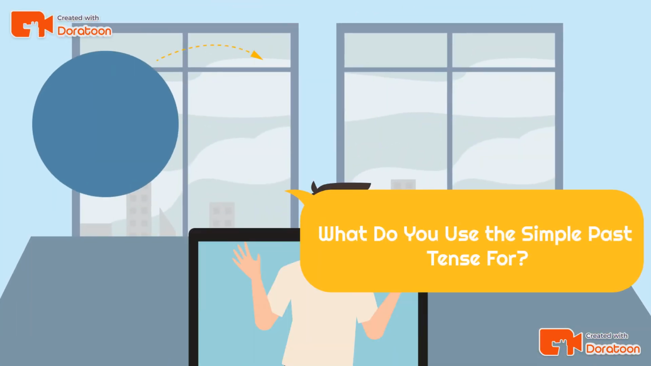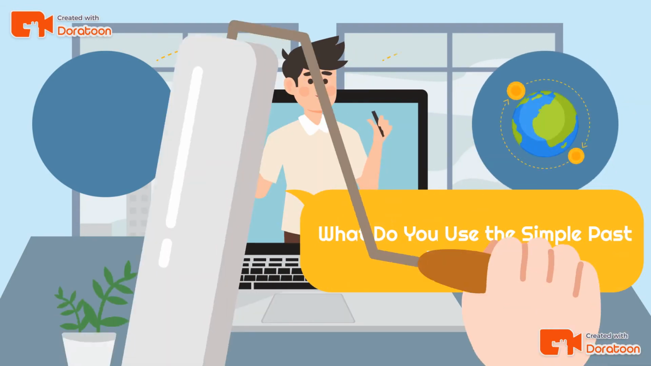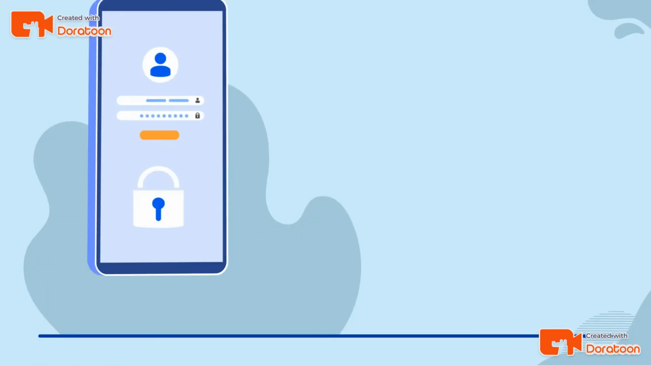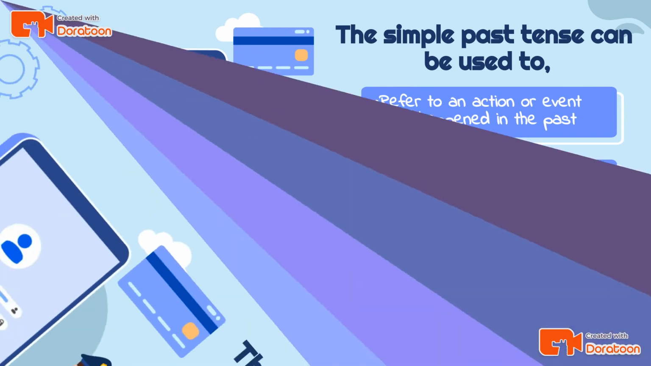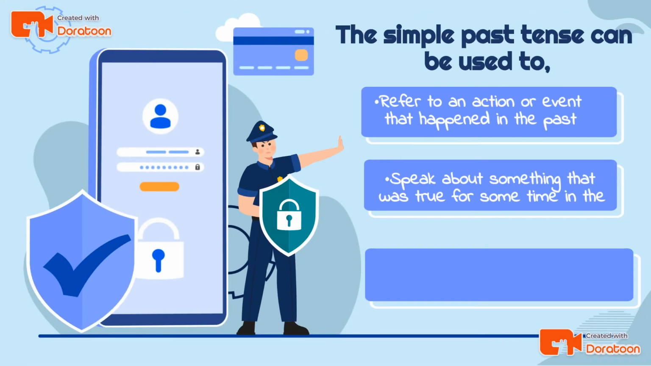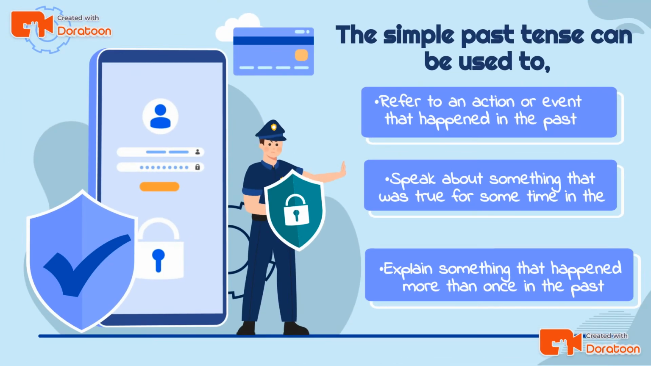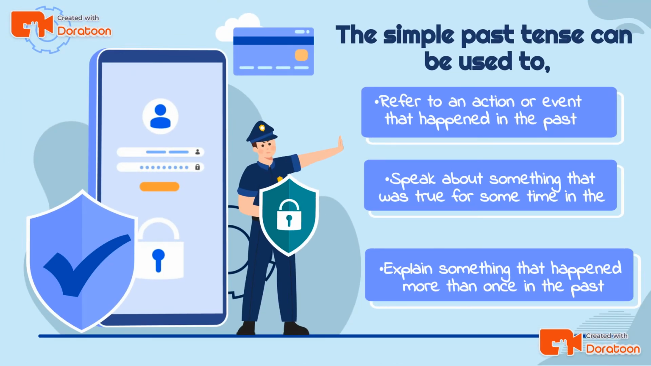What do you use the simple past tense for? Simple past tense can be used to, first, refer to an action or event that happened in the past. Second, speak about something that was true for some time in the past. Third, explain something that happened more than once in the past.